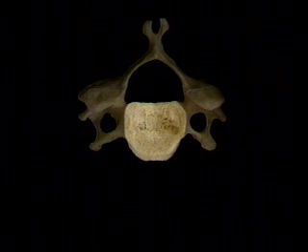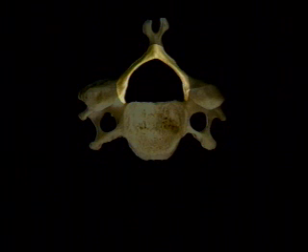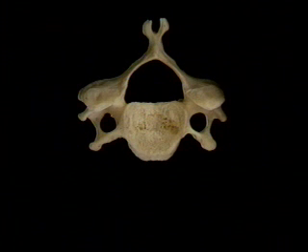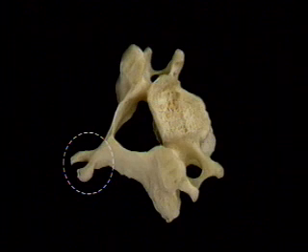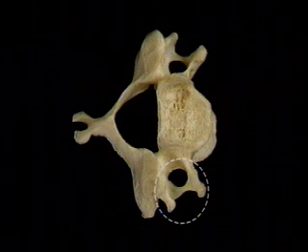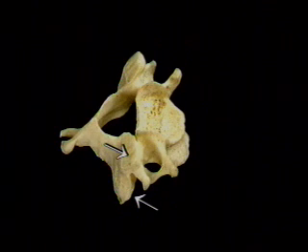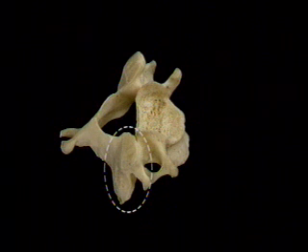On a typical cervical vertebra, here's the body, the neural arch, the vertebral foramen, the spinous process, the transverse processes, the articular surfaces, and the articular pillar.